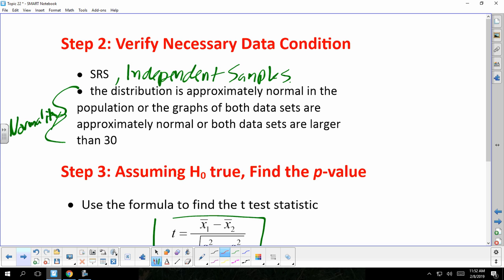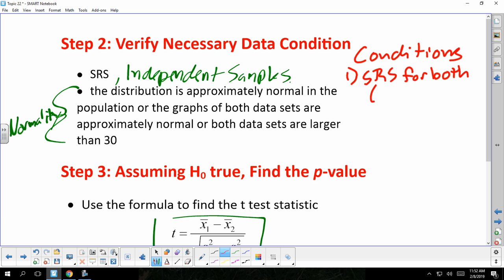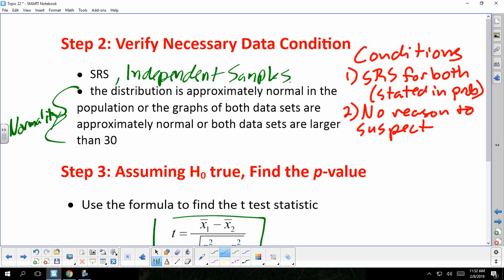Okay? So in this one, let's verify our conditions. So conditions for our sample problem. 1, SRS for both. And always state for both when we're checking these, and that was stated in the problem. 2, no reason to suspect a lack of independence.